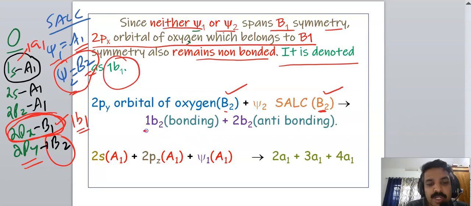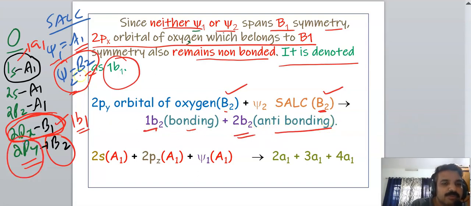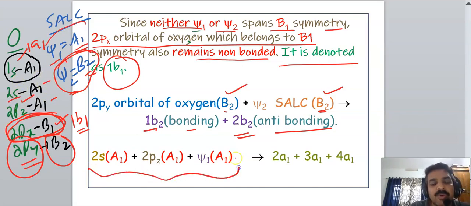They are named as 1b2, that is bonding, and 2b2, that is anti-bonding. Okay, and that is also over. Now remaining is 2s and 2pz. Both have A1 symmetry, almost comparable energy, and psi1. And these three combine together, all together. That is the beauty of molecular orbital theory.